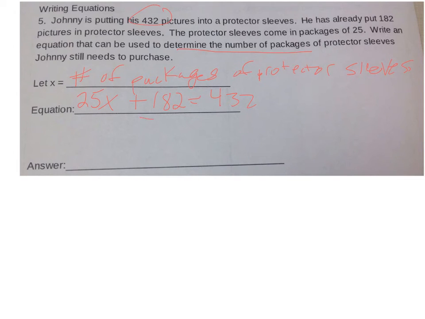From there, you guys will go ahead and show your work. You guys will subtract 182 on both sides. When you do 432 minus 182, you end up getting 250. So you get 25x equals 250. You divide by 25. And you end up getting x to equal 10 packages of protector sleeves. All right, let's go to the next one.